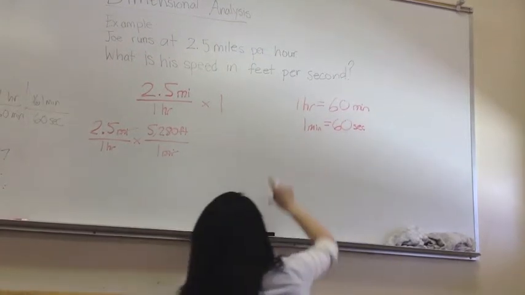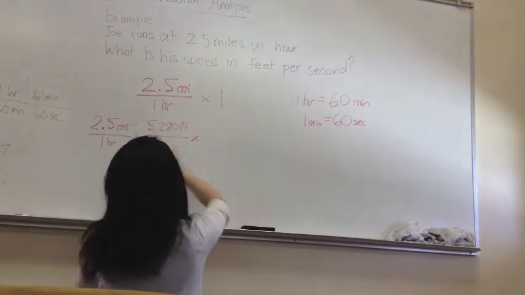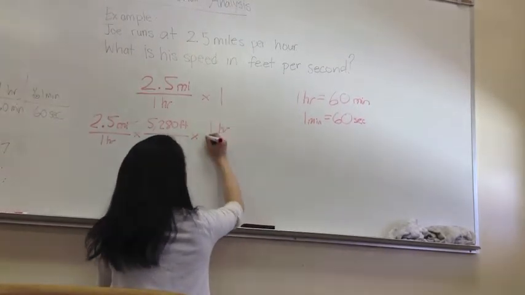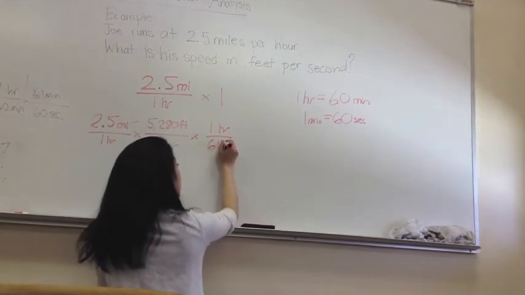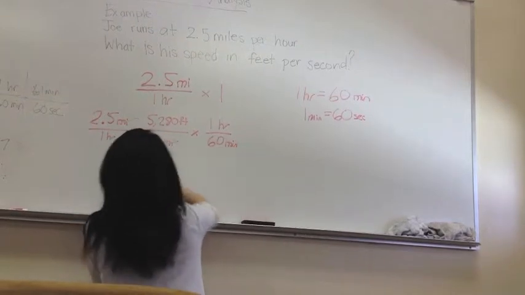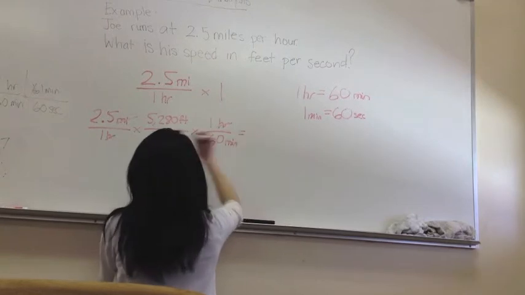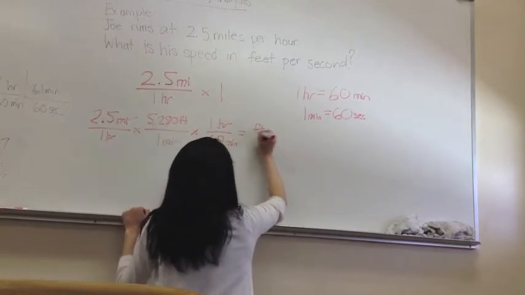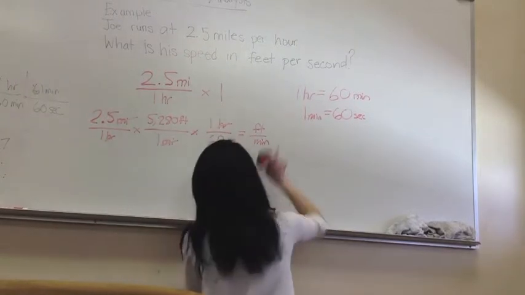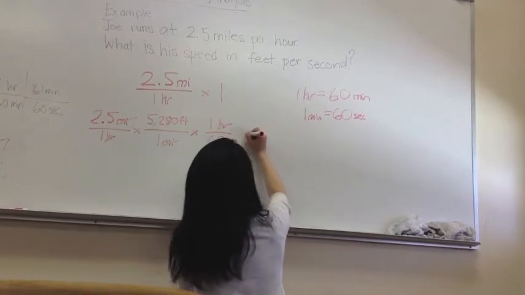So now we can use this the same way, and we can multiply this again by 1. To get rid of the hours, we can do 1 hour divided by 60 minutes, which should also equal 1. Now the hours will cross out, and we have our answer in feet per minute. But we're not done yet because we want it in feet per second. So we have to do one more step and convert from minutes to seconds.